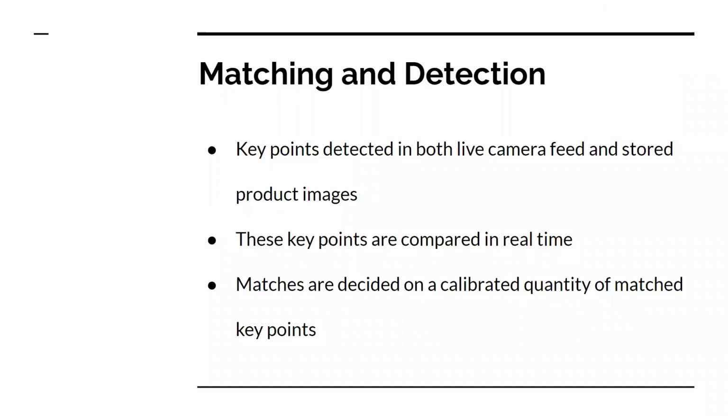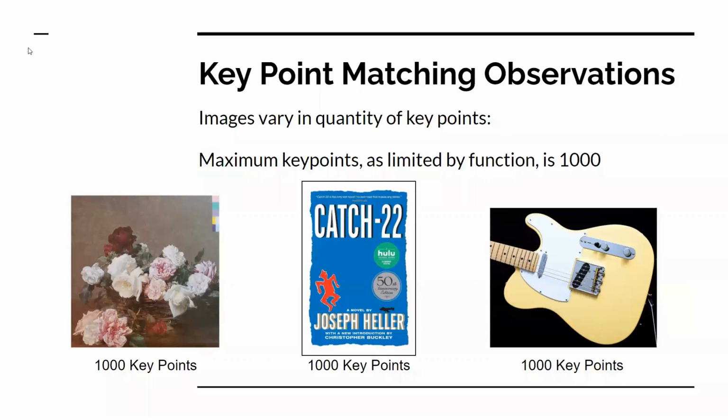Thank you. So like Kelly said, we used key point matching, an approach we learned earlier in the semester, and it lets us do live camera feed detection using stored product images, and these key points are compared in real time. These matches are decided on a calibrated matched key point quantity. So when the program first runs, it calculates the key points for the stored images, and you can set the maximum amount, and we used 1,000.